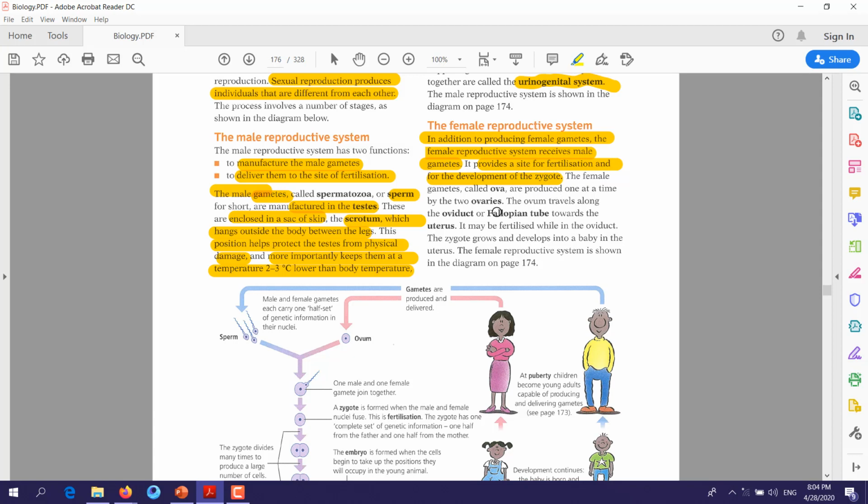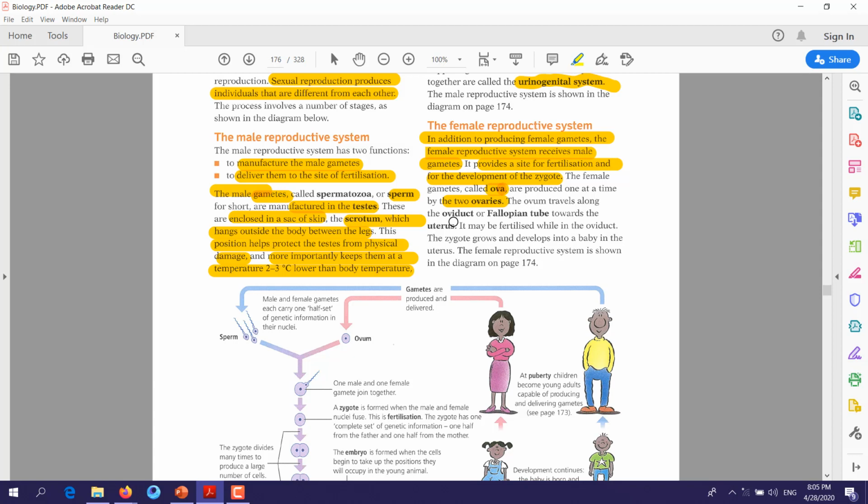Now, the female gametes we call ova. Either you call it ova or you call it egg, but I prefer that you use the word ova because it's the scientific name for it. Then which part will produce the ova? It's the two ovaries. The female reproductive system has two ovaries, and these two ovaries are responsible for producing the ova. Now, what will happen to the ova? It should travel away from the ovaries.